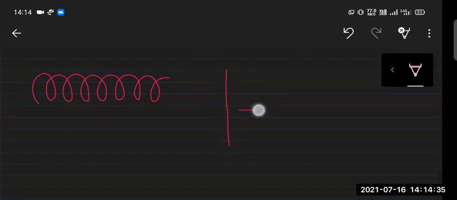Now, inductance means you simply have a coil. A solenoid is going to act as an inductor. If you have a straight wire, it can never act as an inductor.